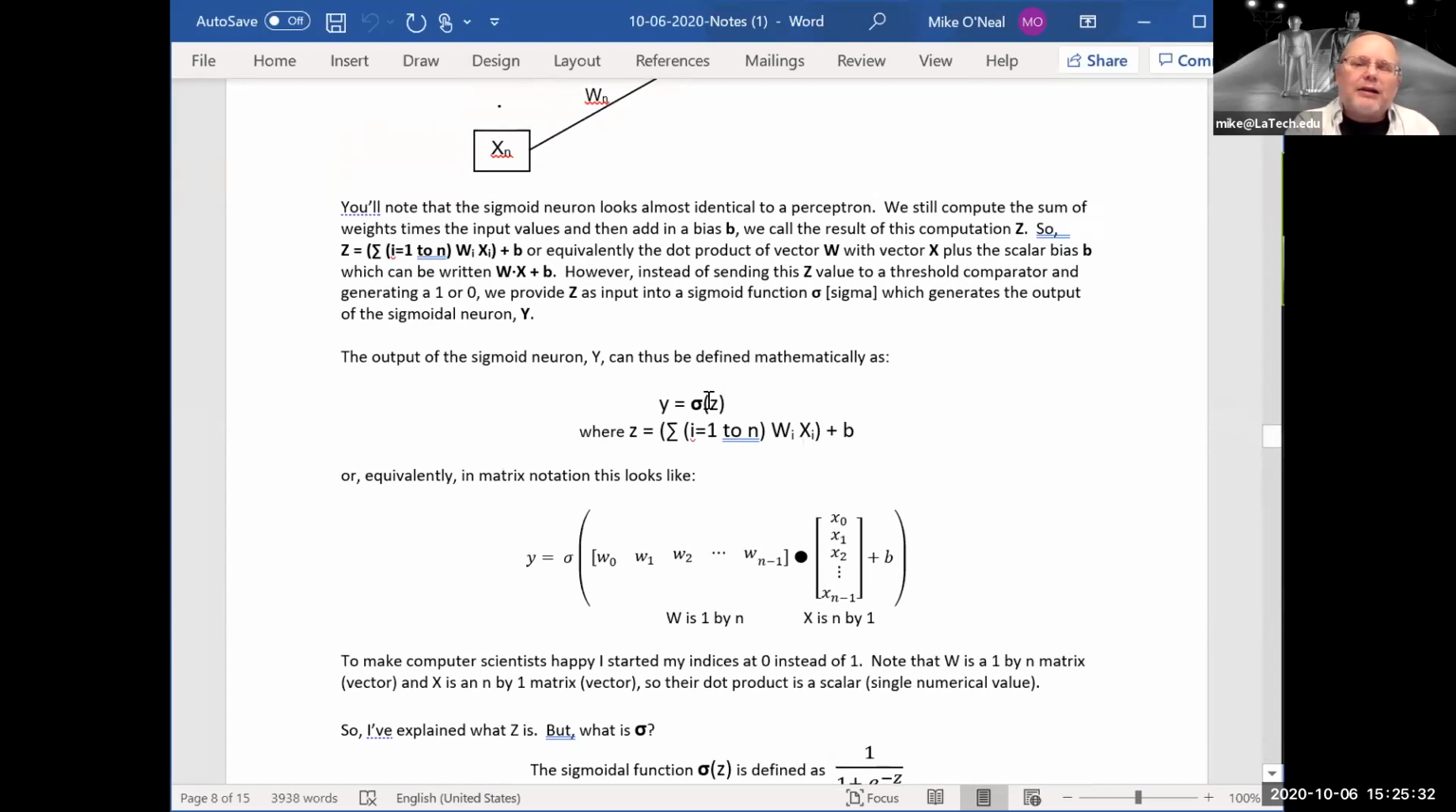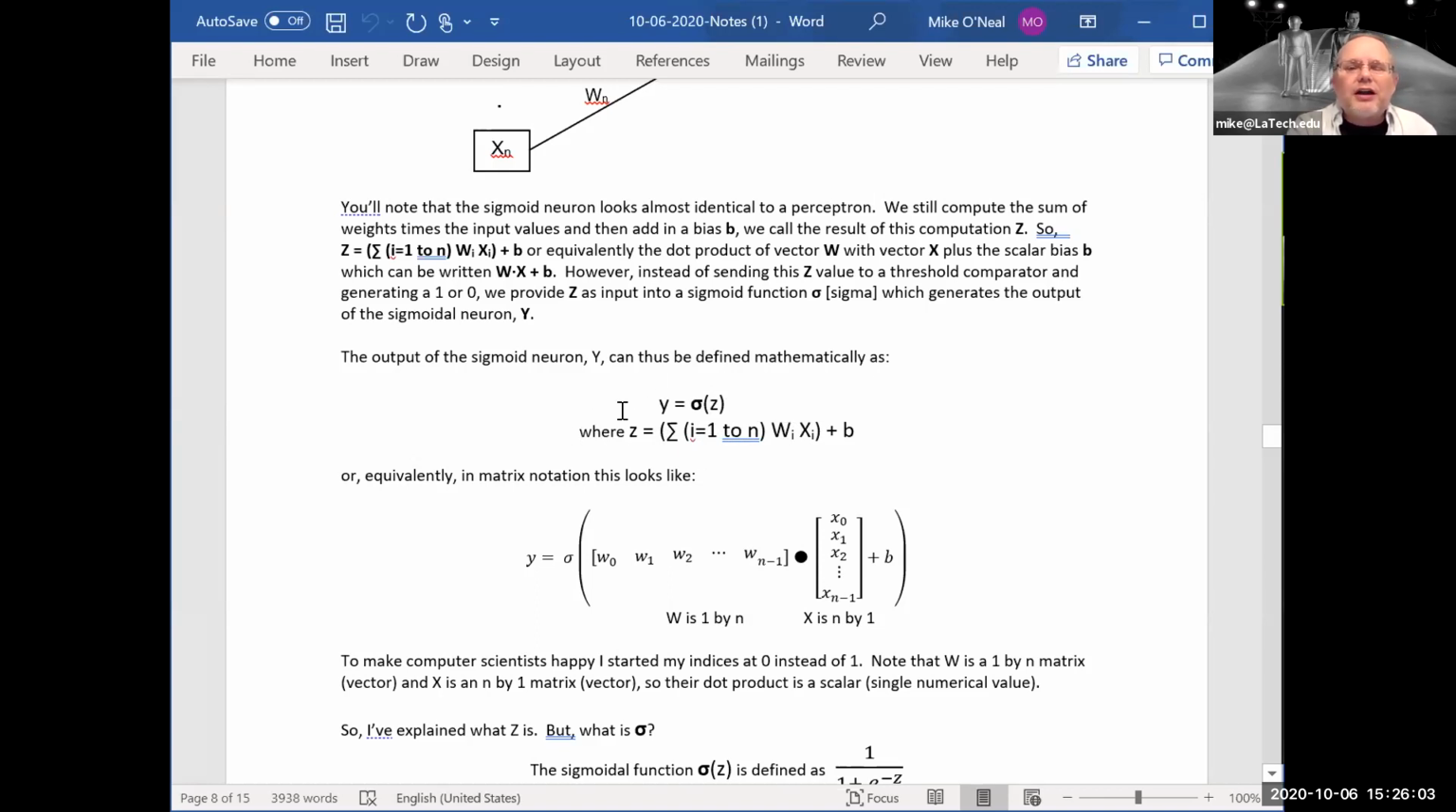Okay. So we can mathematically describe what's going on by saying that Y, which is the output of the neuron, is your sigmoid function taking in Z, where Z is the weighted sum. Here are the weights, here are the inputs, the weighted sum of the inputs over all of your inputs, plus your bias. That is Z, which we plugged in here to our sigmoid function.